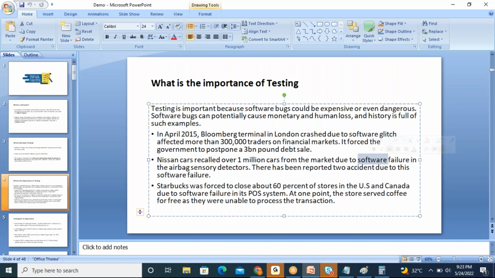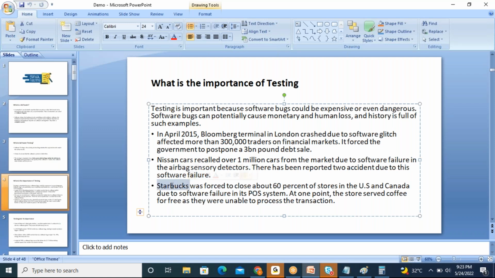See, if we are purchasing a car without a tester, we cannot purchase it, right? Without doing proper testing, if a product is introduced in the market, these types of failures will happen. So that is the reason software testing is very important. It could be any type of application.